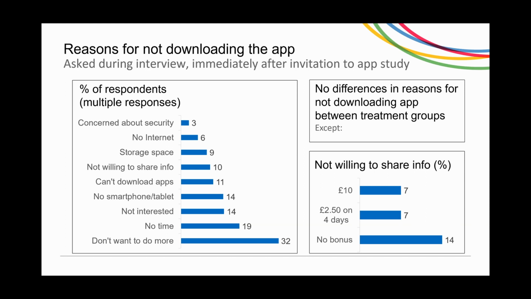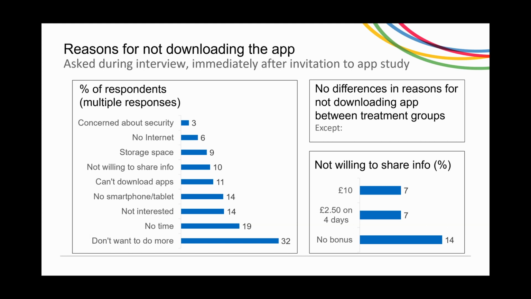So 3% said it was because of concerns about security. Some people said they didn't have internet, didn't have storage space, just not willing to share information. They can't download apps. They don't have a smartphone or tablet. That's 14%. Not interested, no time, 19%. And then a large share, 32%, who just said they don't want to do anything additional for the survey. So that's overall the full sample.